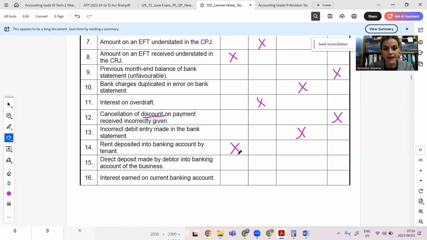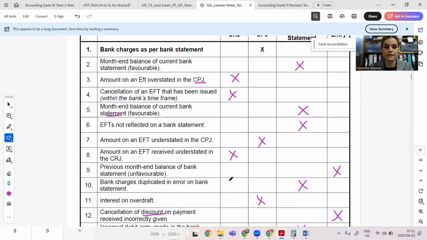A direct deposit made by a debtor into the banking account of the business. Once again, it was deposited directly into your bank account. You didn't know about this transaction until you now saw your bank statement. So you need to go to your CRJ and you need to record the transaction. Same with the last one. Interest earned on current banking account. You are only going to see that interest that you received once you receive your bank statement. So that means that you have to go to your CRJ and you have to record the transaction.